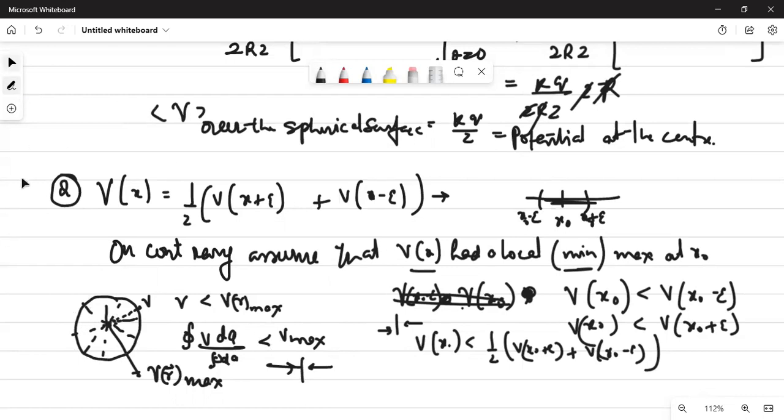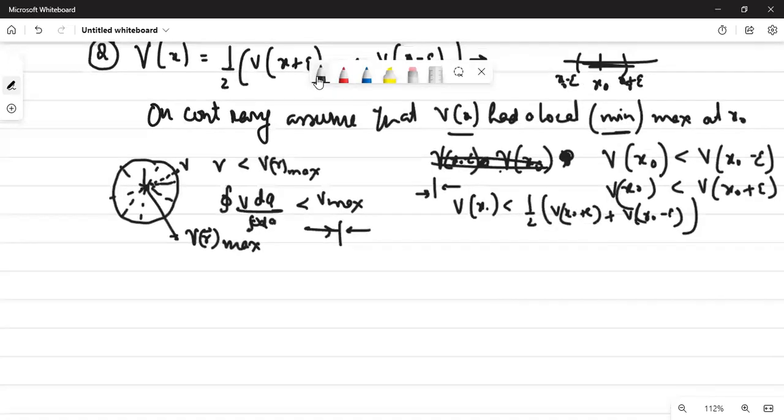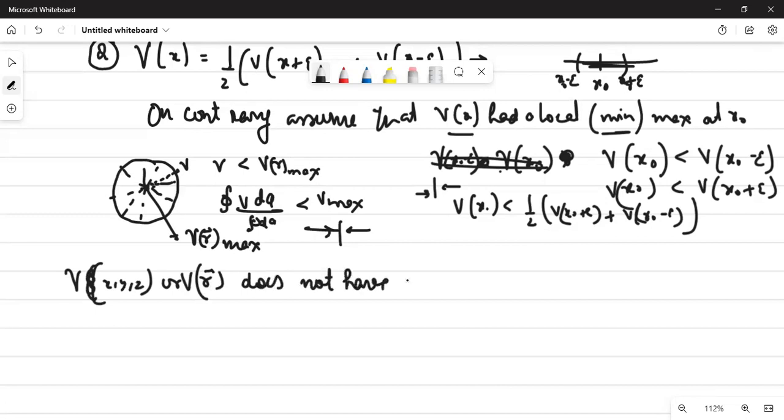So overall, understand, in three dimensions also, we can write one generalization that we wrote for other cases as well: that V as a function of x, y, z, or simply V as a function of r vector, does not have a local maxima or minima, and the extreme values lie on the boundaries.